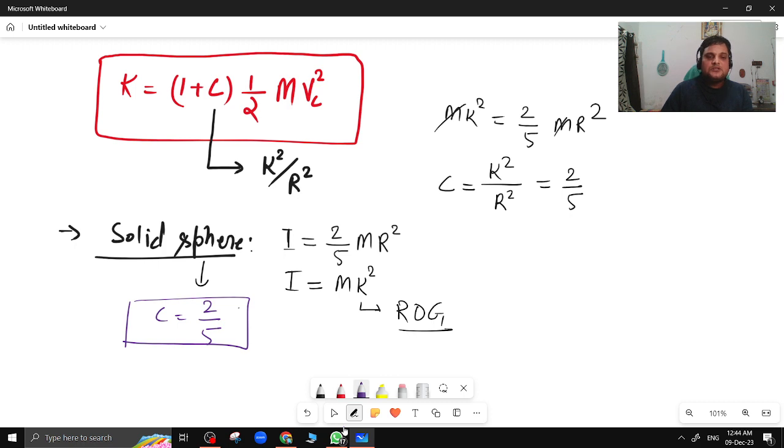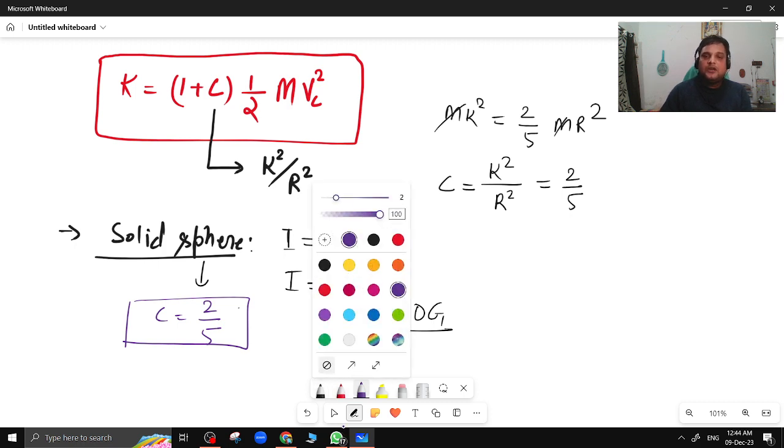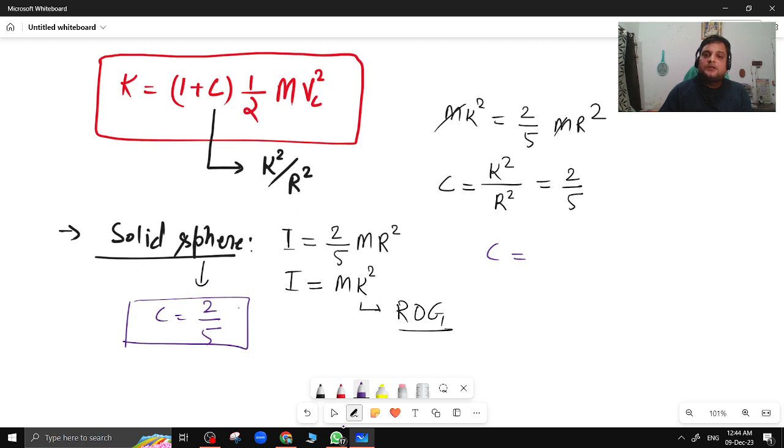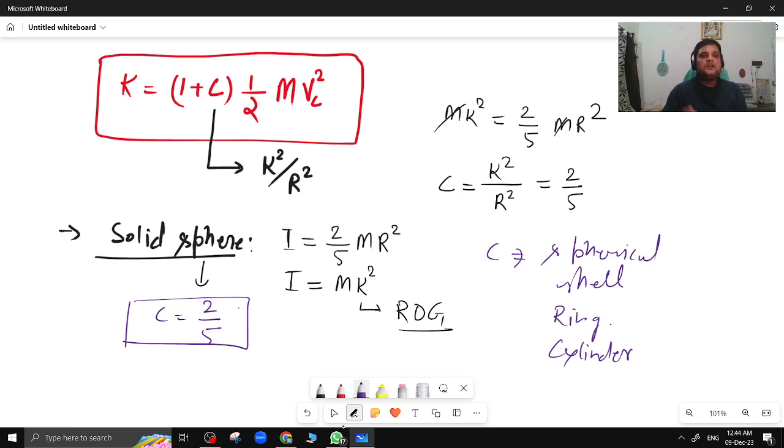This is how I calculated the value of C for the solid sphere. Using the same concept, you can also calculate the value of C for a hollow sphere or spherical shell, for a ring, and for a cylinder, which may be hollow or solid. If you remember the values of C, that will be very helpful for solving numericals based on kinetic energy.